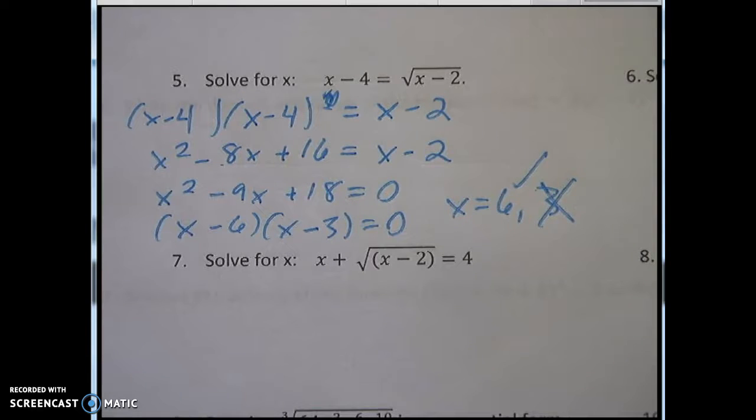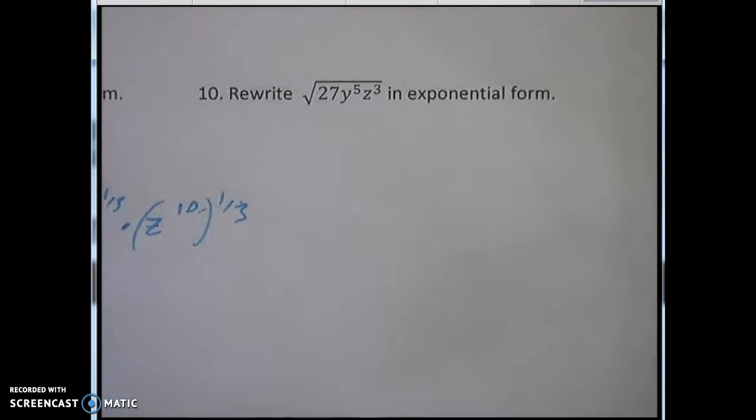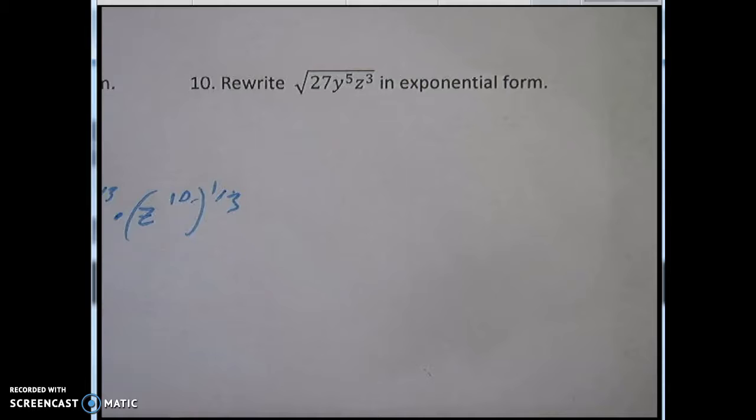The next one I want to do is number 10. And on this one, it says rewrite in exponential form. On the test, when it says rewrite, it simply means to write the exponent up there and then distribute the exponent. If it says rewrite and extract all the roots, that means you need to simplify it as well. But since it just says rewrite, you don't need to do any sort of simplification.